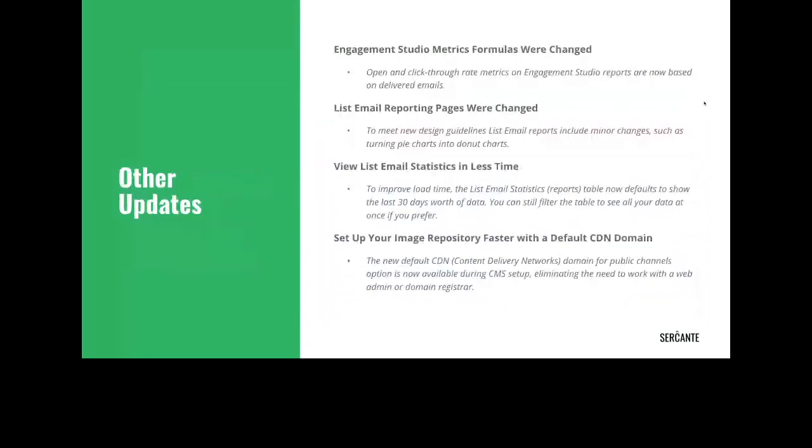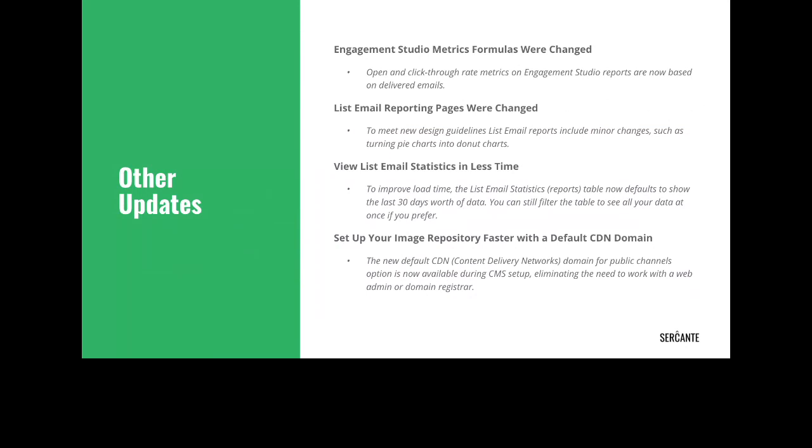All right. So a few other updates we wanted to note, and this is the last slide. Engagement Studio metric formulas were changed. So open and click-through rate on Engagement Studio reports are now based on delivered emails only. So your little tool tips, your list email reporting pages were changed. To meet the new design guidelines, list email reports include minor changes such as turning pie charts into donut charts, for example. So you'll see those as donut charts moving forward.